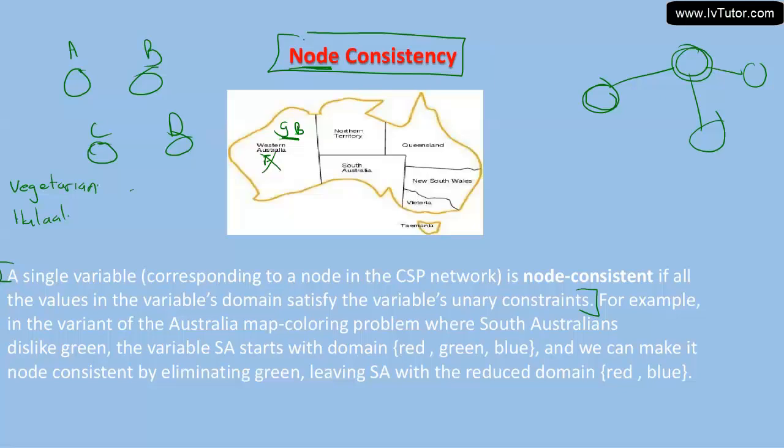I don't know if there are questions there. Any question on node consistency? No. Cool. So node consistency satisfies a single variable. You want to satisfy the internal demands of a single variable.